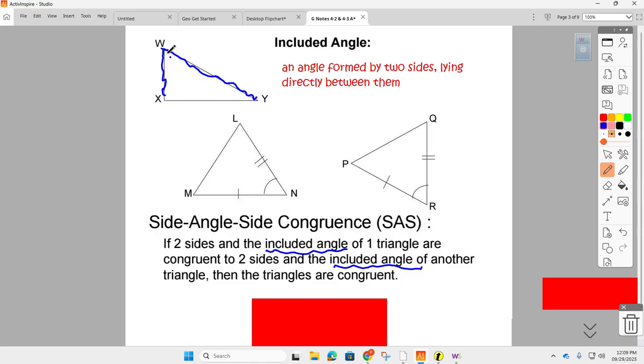Does that make sense? Angle X is not in between these two sides. Angle X could be an included angle, but not for these two sides. Angle X could be an included angle for this side and this side, right? It would not be an included angle for those particular sides in red.